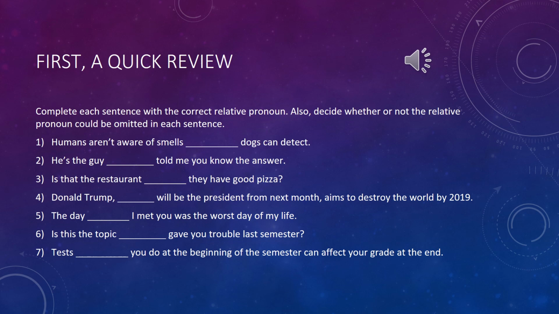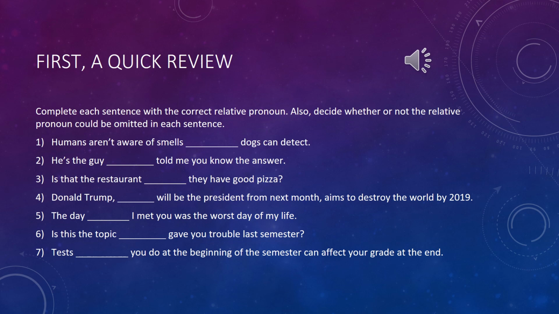Donald Trump, who will be the president from next month, aims to destroy the world by 2019. Obviously, I made this slide a while ago. It looks like he's certainly destroying America now. Anyway, who will be the president next month? You cannot omit it.